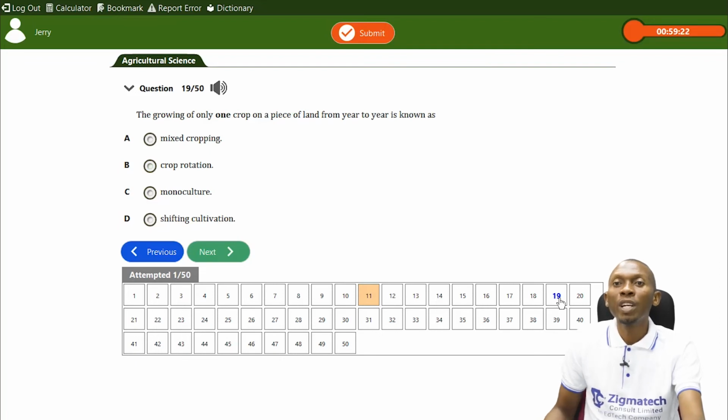So let's go to another question. It said, the growing of only one crop on a piece of land from year to year is known as, we talked about this in the course of teaching this topic, A, mixed cropping, B, crop rotation, C, monoculture, D, shifted cultivation. I told you that monocropping can also be monoculture, especially when the crop is being repeated year after year. So the answer is C, monoculture.